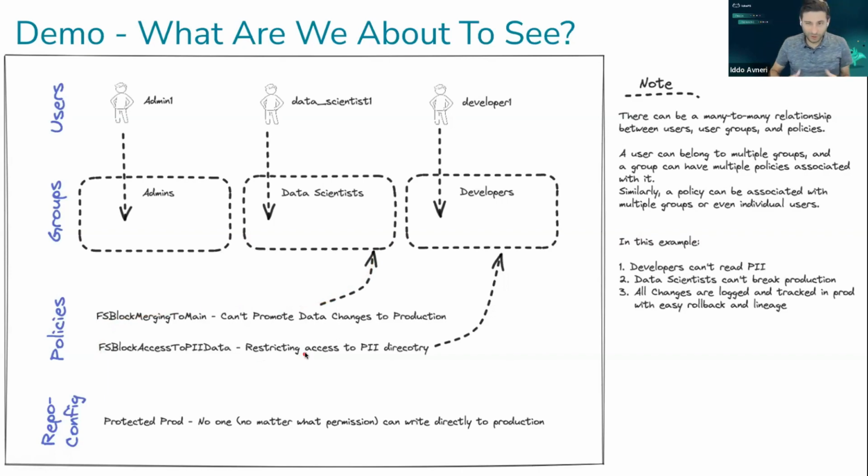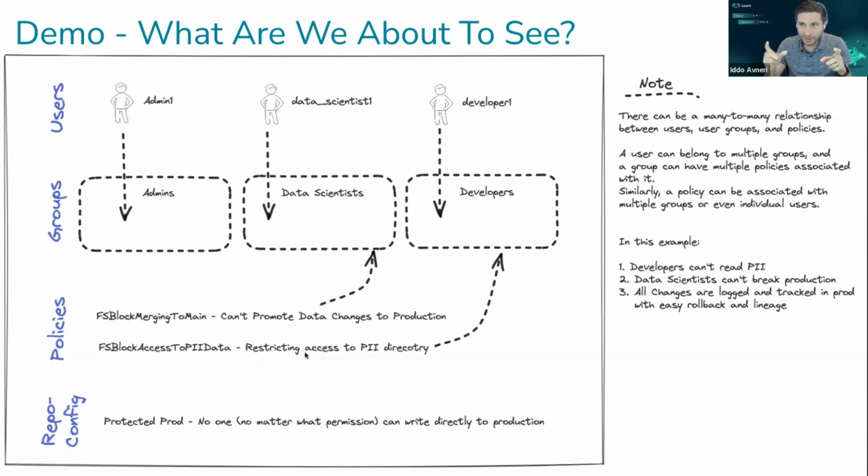This also already shows, and we're going to show this soon, that the granularity here is very big, and you can do this for a specific subdirectory of a repository or a branch, right? So in this case, all the PII directories, anywhere they are, developers cannot access them.